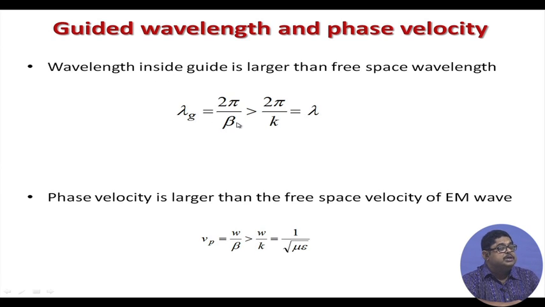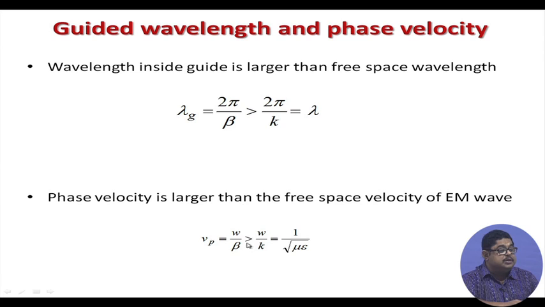So, since beta is greater than k, the wavelength inside the guide is larger than the free space wavelength. So, if you have a 10 gigahertz signal, that wavelength is 3 centimeter, but when it passes through any waveguide in the TE mode, then its wavelength is more, maybe 3.5 centimeter or something.